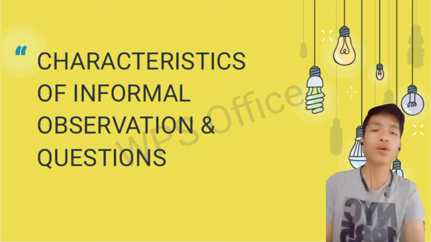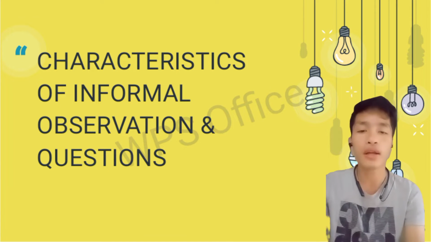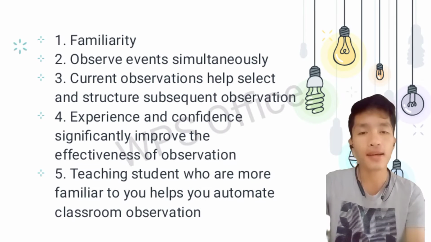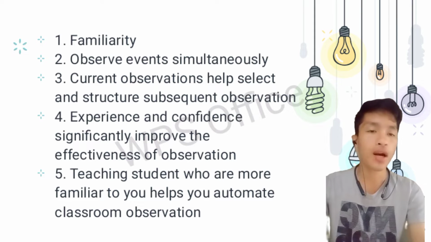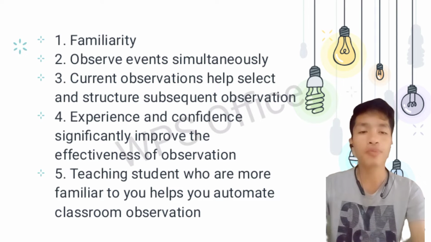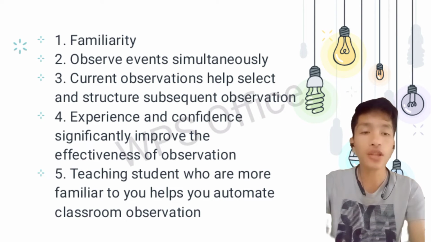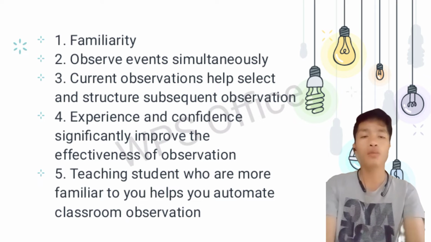Now, let's talk about the characteristics of informal observation and questions. Number 1, familiarity. Number 2, observe events simultaneously. Number 3, current observations help select and structure subsequent observation. Number 4, experience and confidence significantly improve the effectiveness of observation. Number 5, teaching students who are more familiar to you helps you automate classroom observation.